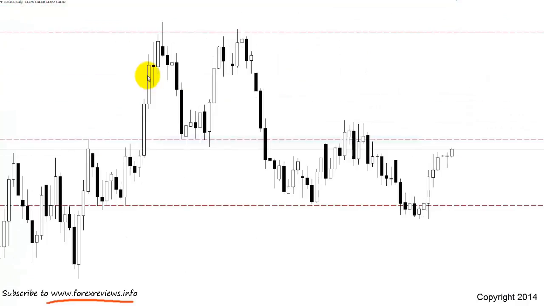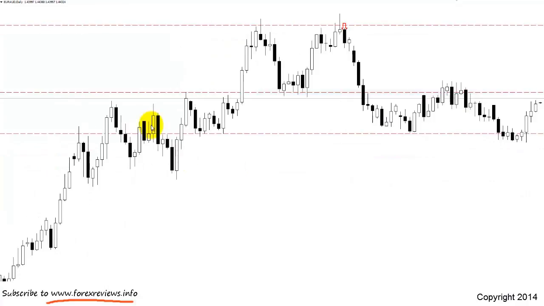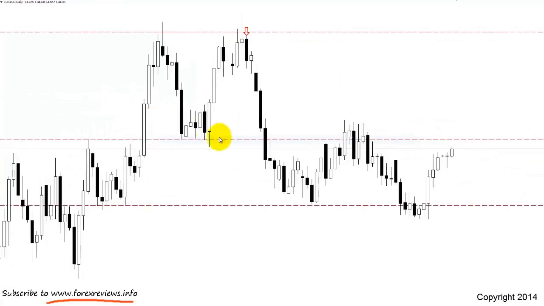Next pair is the Euro AED. Had a double top here. Had a nice bearish engulfing, and then price went down. We also had confirmed this as support because it was previous resistance. So we thought if we get a nice bullish engulfing here, which we did, we got two, the price would go up. Did it? It did. Went up.